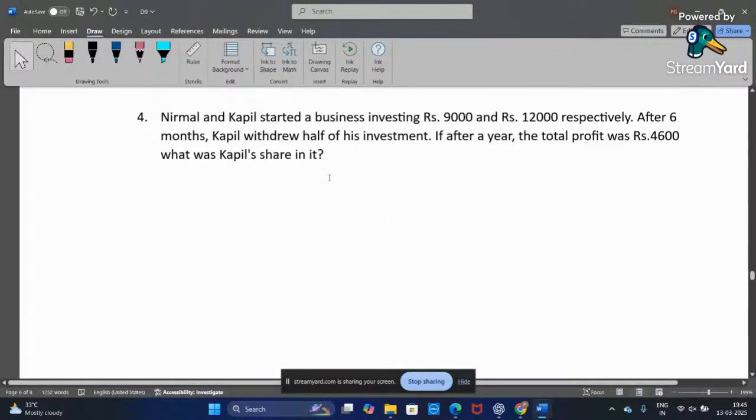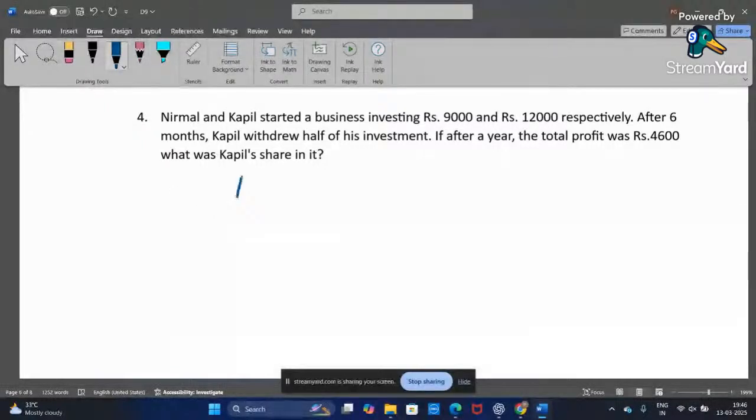Nirmal and Kapil started a business investing rupees 9,000 and 12,000 respectively. After 6 months, Kapil withdrew half of his investment. If after a year the total profit was rupees 4,600, then what was Kapil's share in it? This is very easy, right? Solve this by yourself. Okay, I'll solve this and you have to solve the rest of the problems.